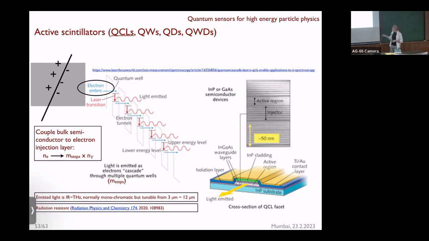But this light is in the infrared. It's in the terahertz, which of course is a very active area right now, which means that if you're thinking about building a quantum cascade laser amplified electron counter, then you need to have the electronics that is able to detect these photons and count them very precisely.